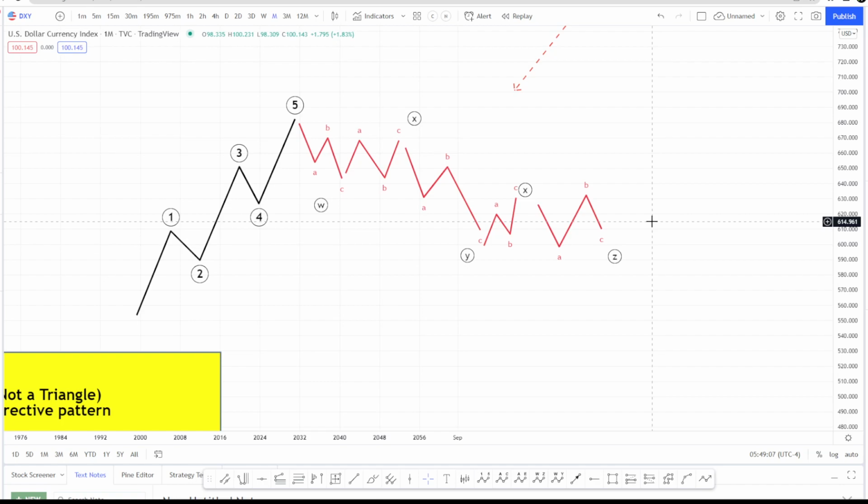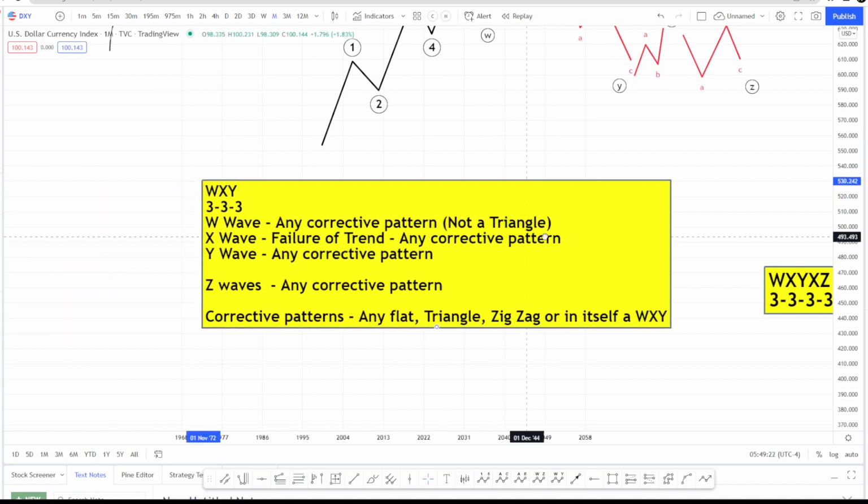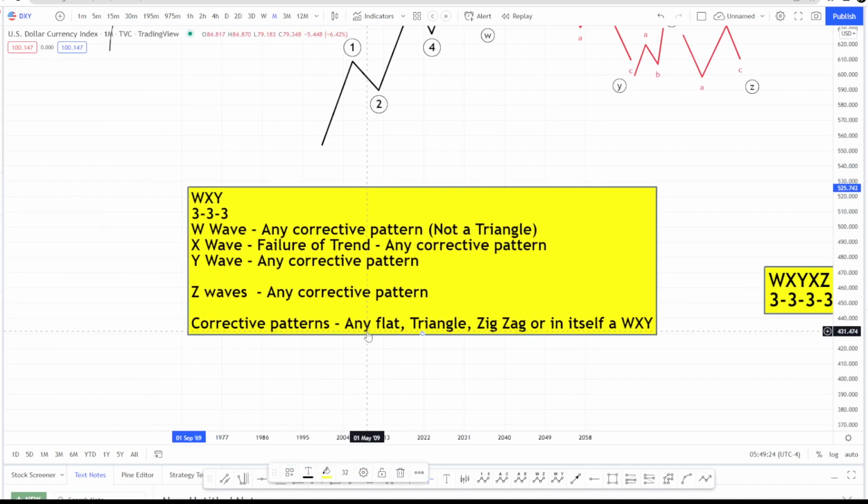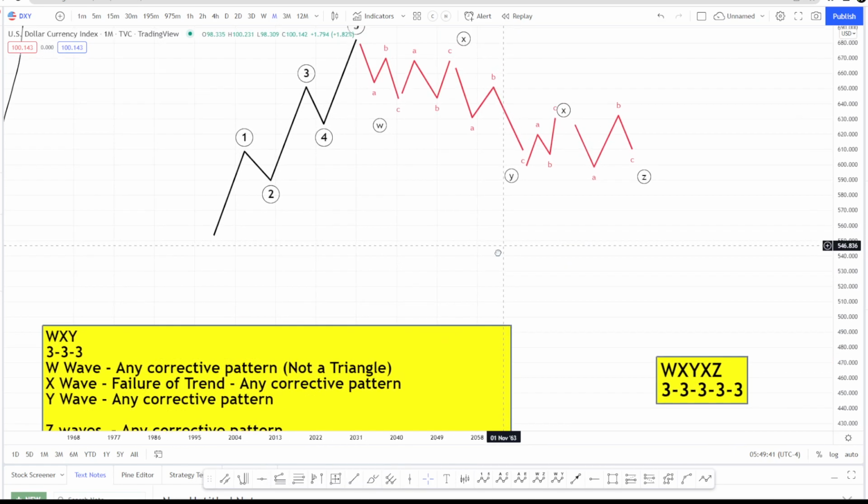This is a genuine WXYXZ. W is not a triangle. We have a zigzag followed by a flat, followed by a zigzag, followed by another zigzag, followed by a flat sequence. So all we are doing is essentially merging any flat, any triangle, as long as it's not in the W wave, any zigzag, or any WXY in itself to form a larger 3-3-3 WXY or a 3-3-3-3-3 WXYXZ. It's actually very, very straightforward once you get your head around it.